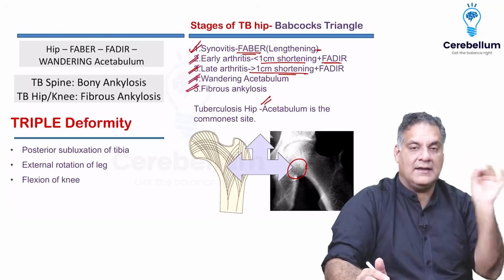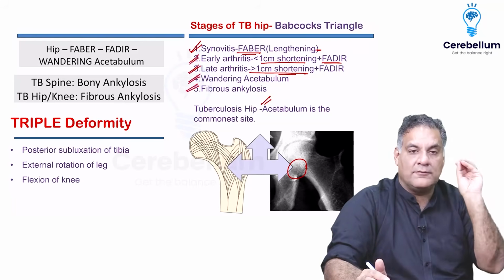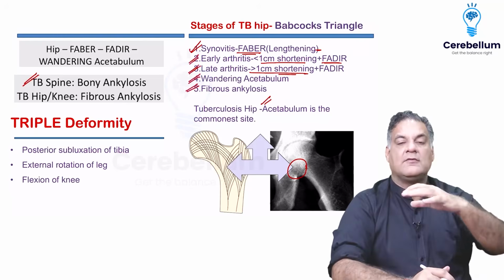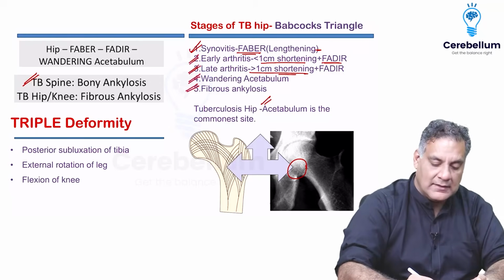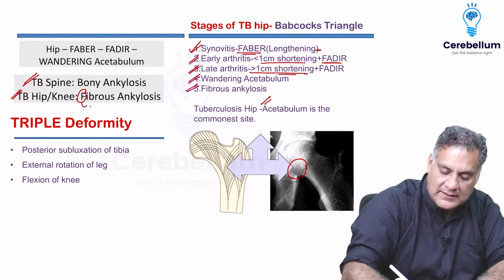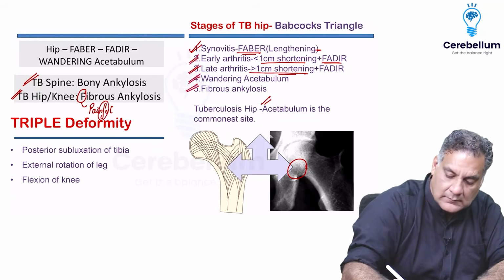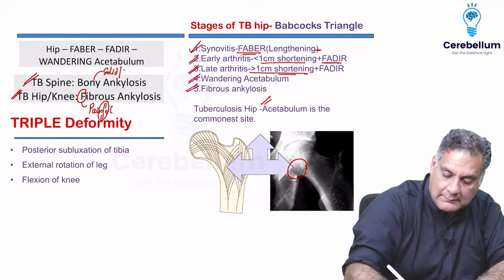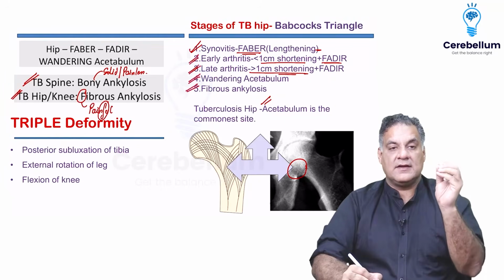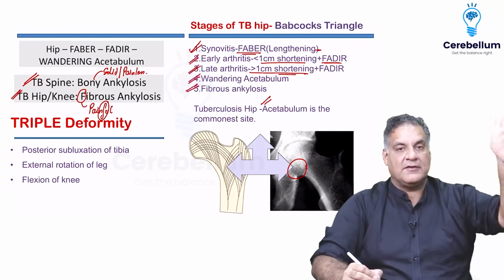Tuberculosis of the spine will cause bone-to-bone fusion, called bony ankylosis, whereas tuberculosis of all the other joints will cause incomplete fusion, called fibrous ankylosis. Remember, fibrous is painful. Bony is solid and painless. All right. And remember, in tuberculosis of the hip, first is FABER, then FADIR, and then wandering acetabulum.